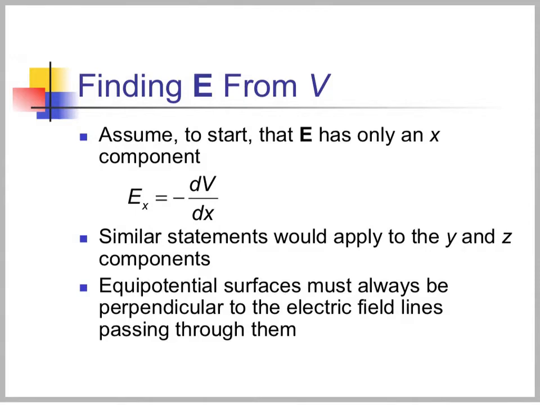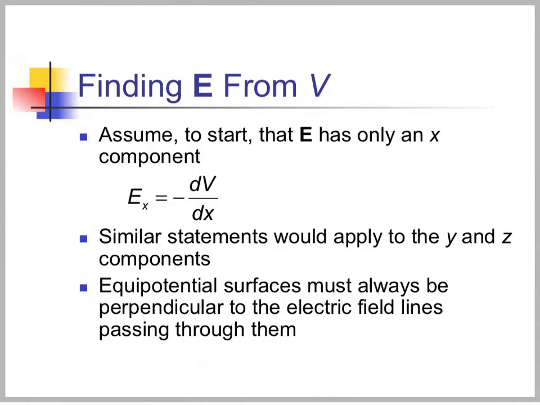Now, to get V from E, we had to integrate the electric field along a path. The inverse of that, of course, is taking a derivative. So if I want to go from V to E, let's assume, for example, that E has only an x component. Then E sub x is going to be minus the derivative of V with respect to x. Of course, I'm going to have similar statements for the y and z components.